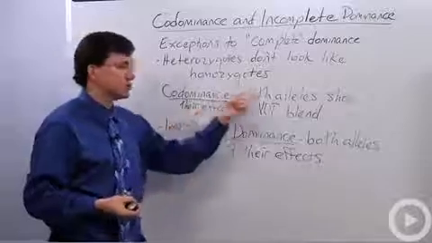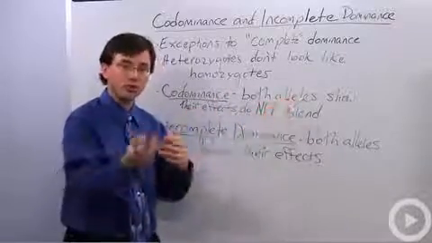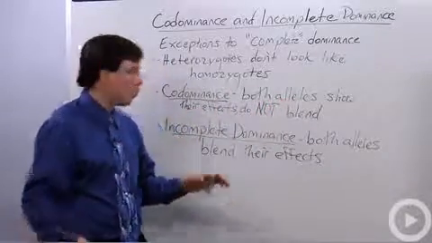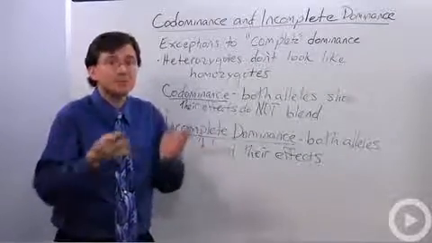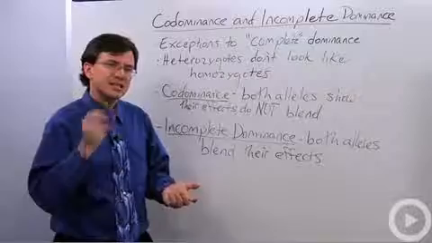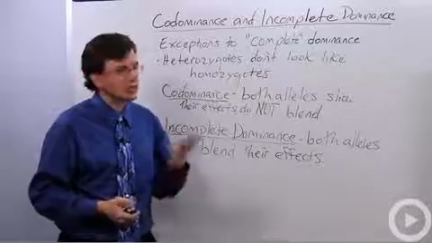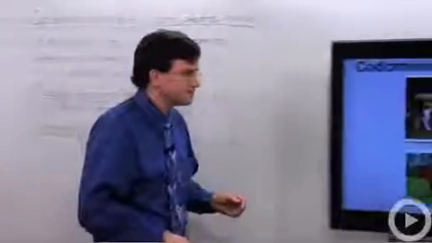With codominance, you will see both alleles showing their effects but not blending. Whereas with incomplete dominance, you see both alleles' effects, but they've been blended. Now, that distinction sometimes is hard to figure out, so let me give you a couple of concrete examples.